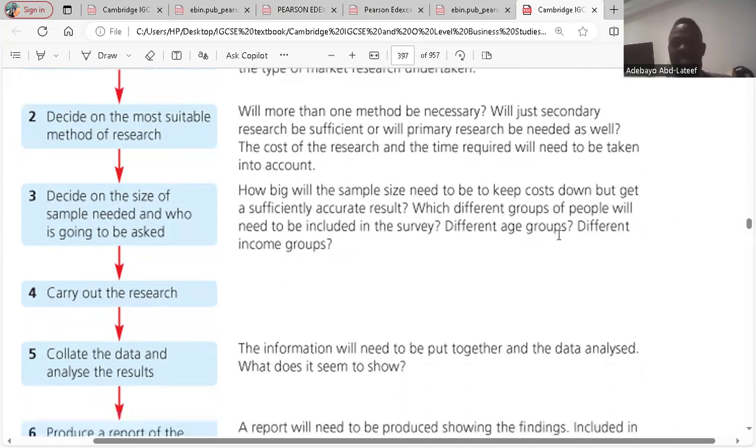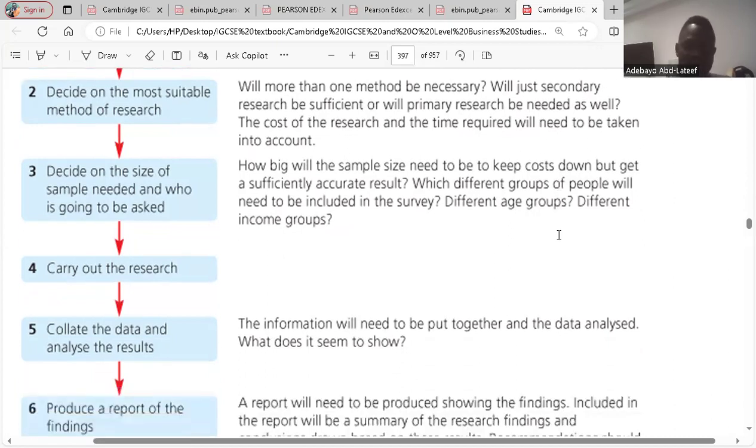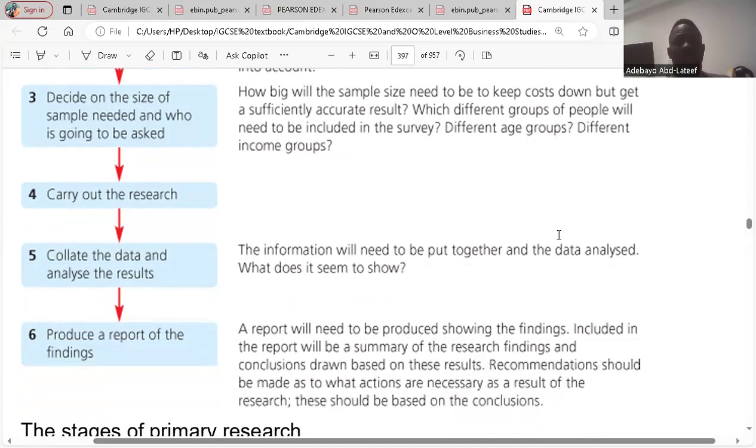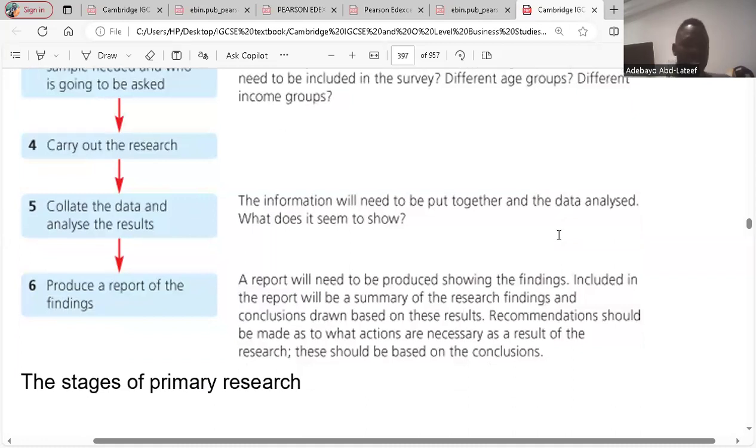As soon as the research is carried out, the next thing is to collect the data and analyze them. That means whatever information you've gathered, you have to put together and understand. Then, as soon as that is done, the next stage is to produce a report on your findings. So you've analyzed the information you've gathered. What's your summary about this information? That is what you write in the report. Is it clear?